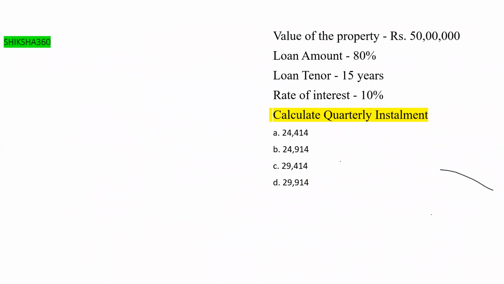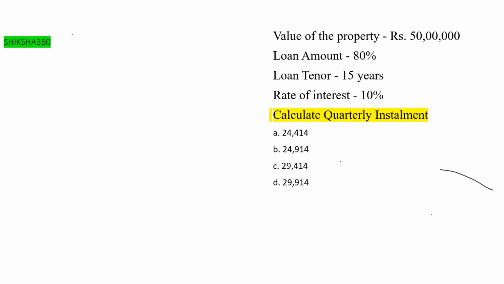Value of the property is 50 lakh, loan amount is 80%, loan tenure is 15 years, rate of interest is 10%. Everything is the same here. What we have to calculate here is the quarterly installment. In the same way, we calculate the quarterly installment.